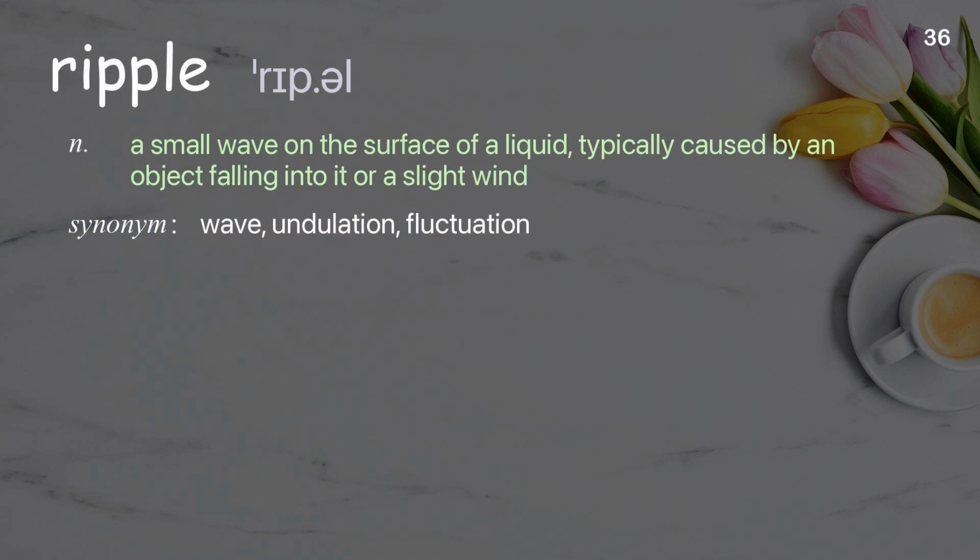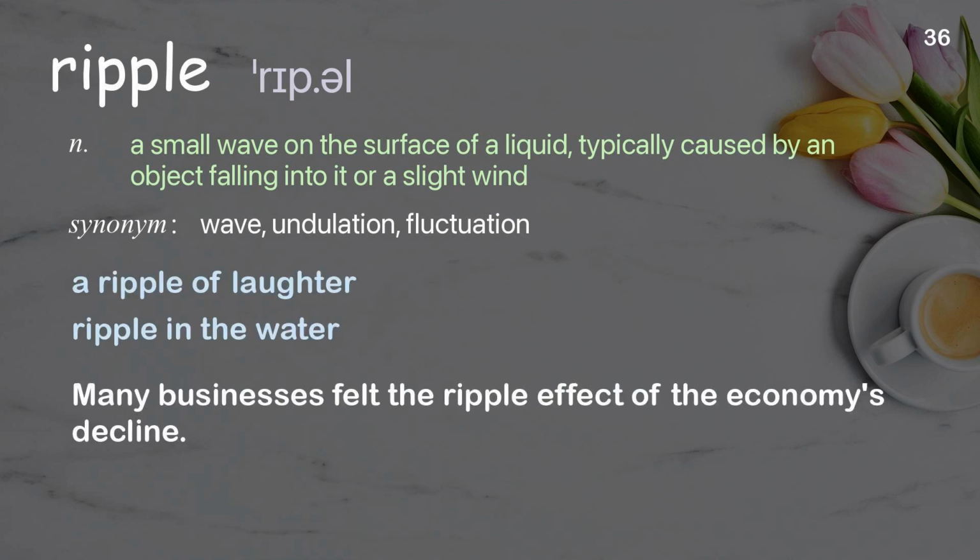Ripple. A small wave on the surface of a liquid, typically caused by an object falling into it or a slight wind. Examples: A ripple of laughter. Ripple in the water. Many businesses felt the ripple effect of the economy's decline.